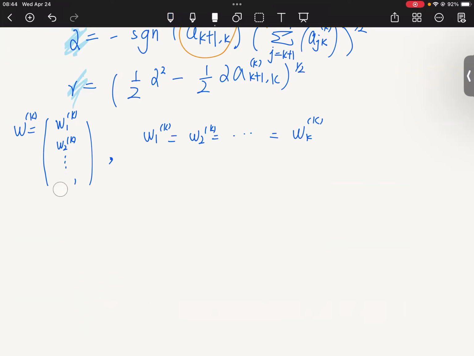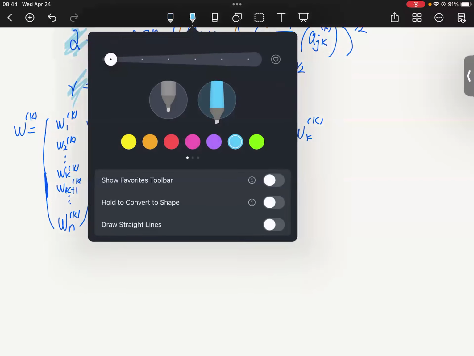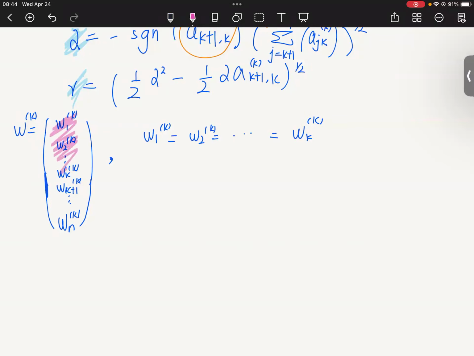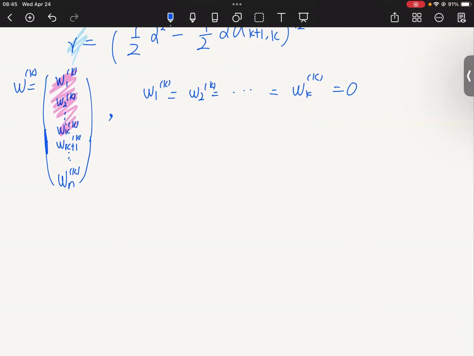And let me write down this, Wk and then W(k+1)^k. So up to the K component, they are all 0. And then we make it to be 0. The next thing is to get a formula to calculate the W(k+1). And the W(k+1) is also very special, and we have a formula for it.